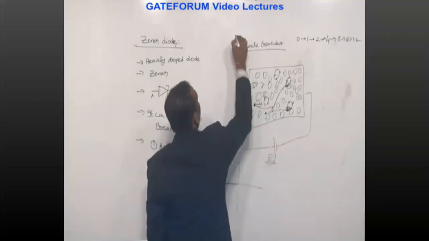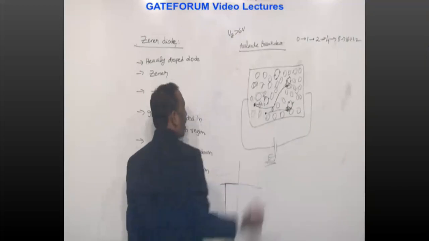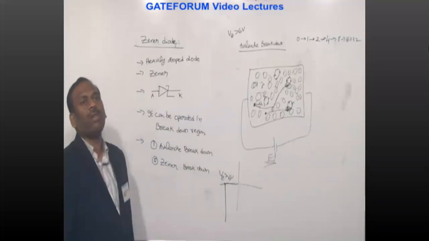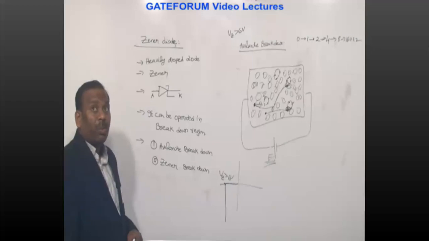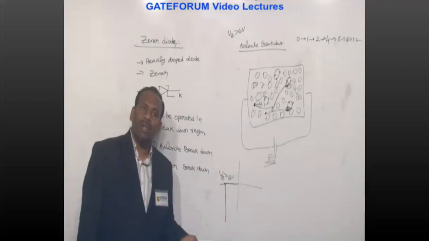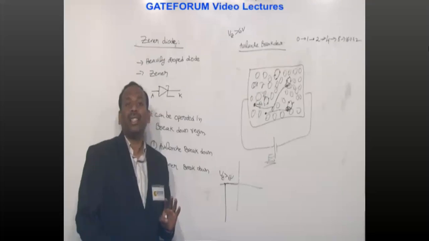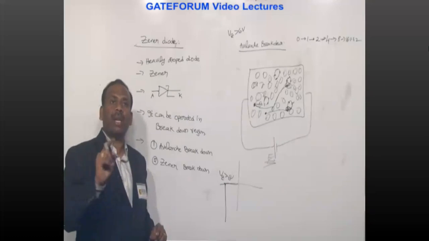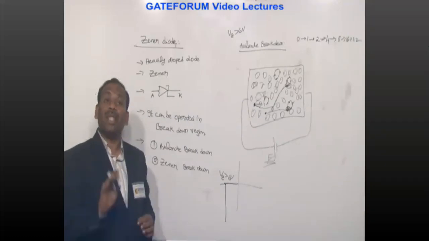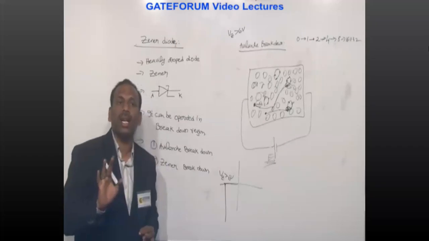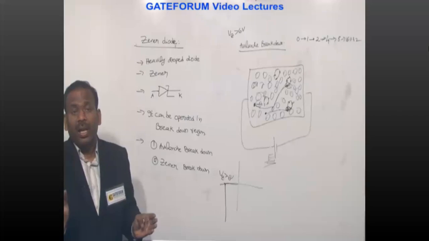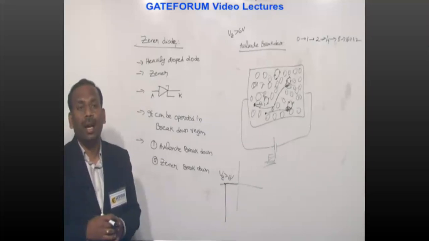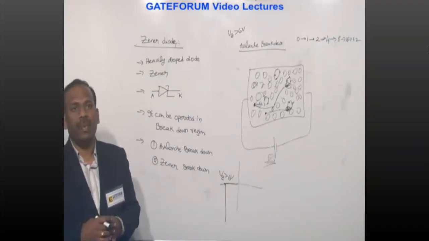Generally, avalanche breakdown will happen for breakdown voltages greater than 6 volts. That means if the breakdown voltage VZ is greater than 6 volts, avalanche breakdown will take place. Another important point is that in a Zener diode, both Zener breakdown and avalanche breakdown take place. It's not that the Zener diode is separate and the avalanche diode is separate. In a Zener diode both breakdowns can take place, but the name given by the scientist who invented it is Zener diode. If the breakdown voltage in a Zener diode is greater than 6 volts, that type of breakdown is called avalanche breakdown. Is it clear? The next one.